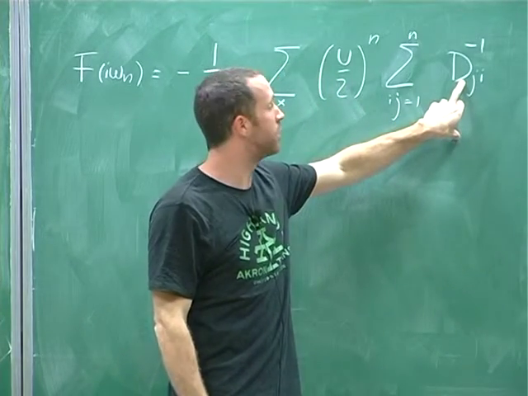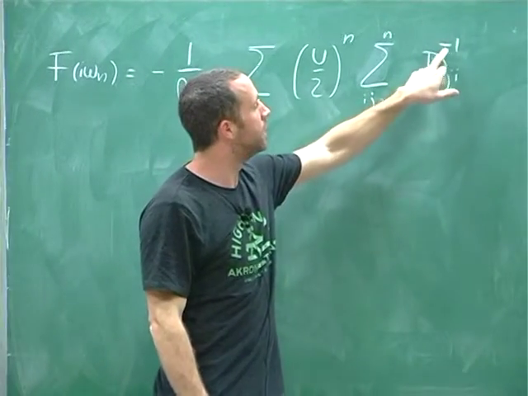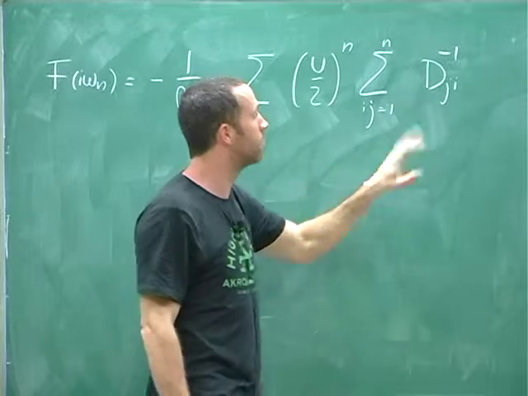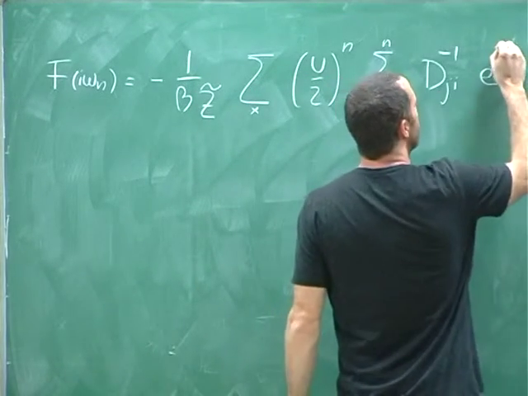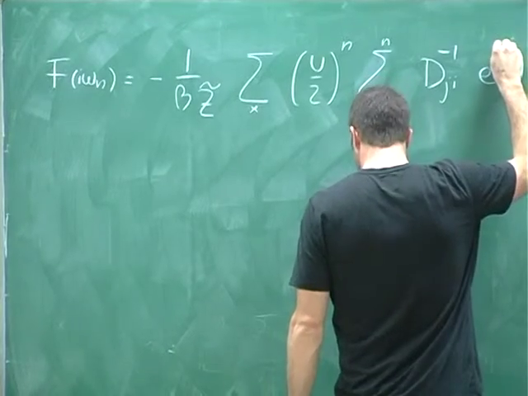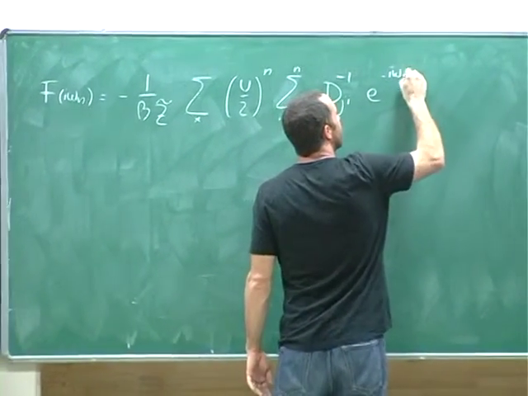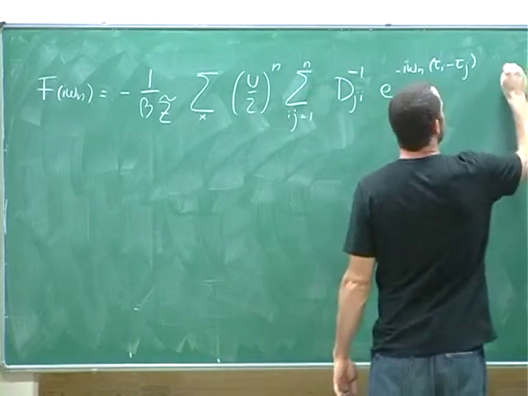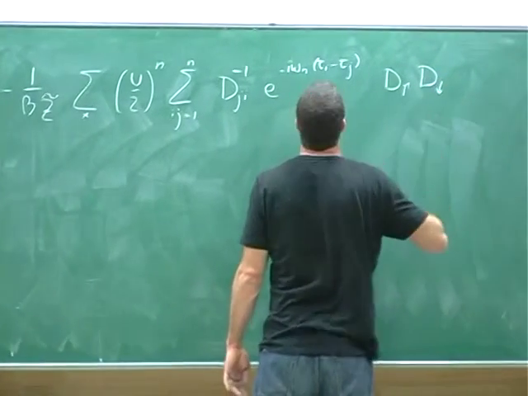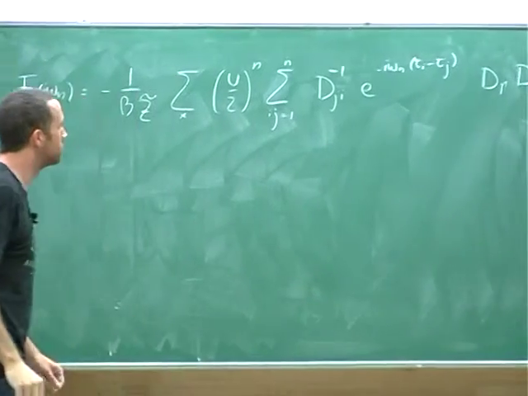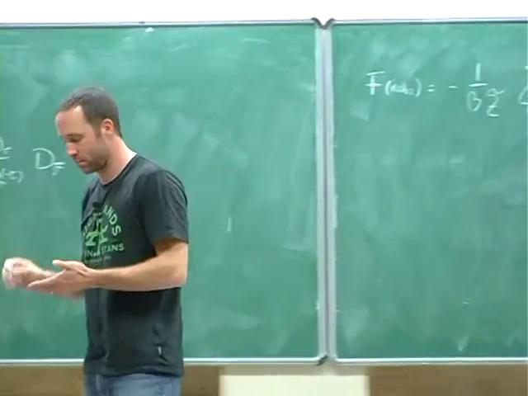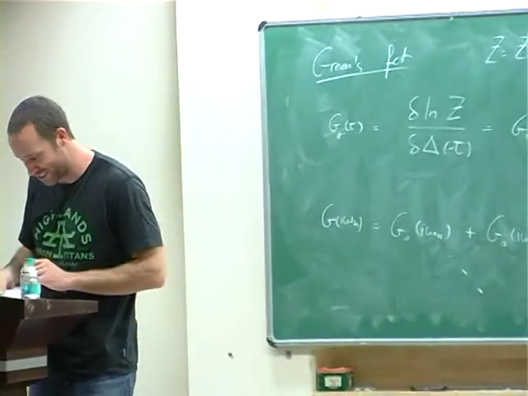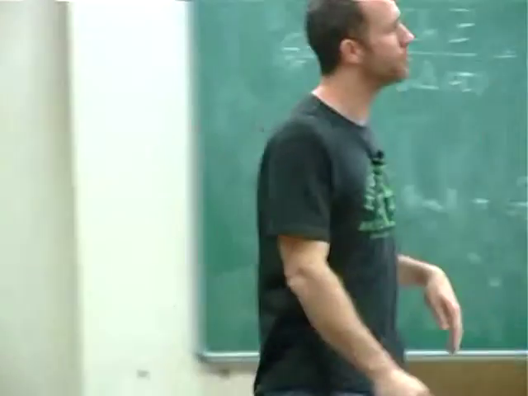So this is what I write here. What I mean is I take the matrix, I take the inverse of the matrix, and I take the element ji. Okay. e to the minus i omega n (tau_i minus tau_j), and d up, d down. So that's what I get. I'll check if this is what I should have gotten. I won't make a mistake here. Yeah. Great, that's correct. Okay.